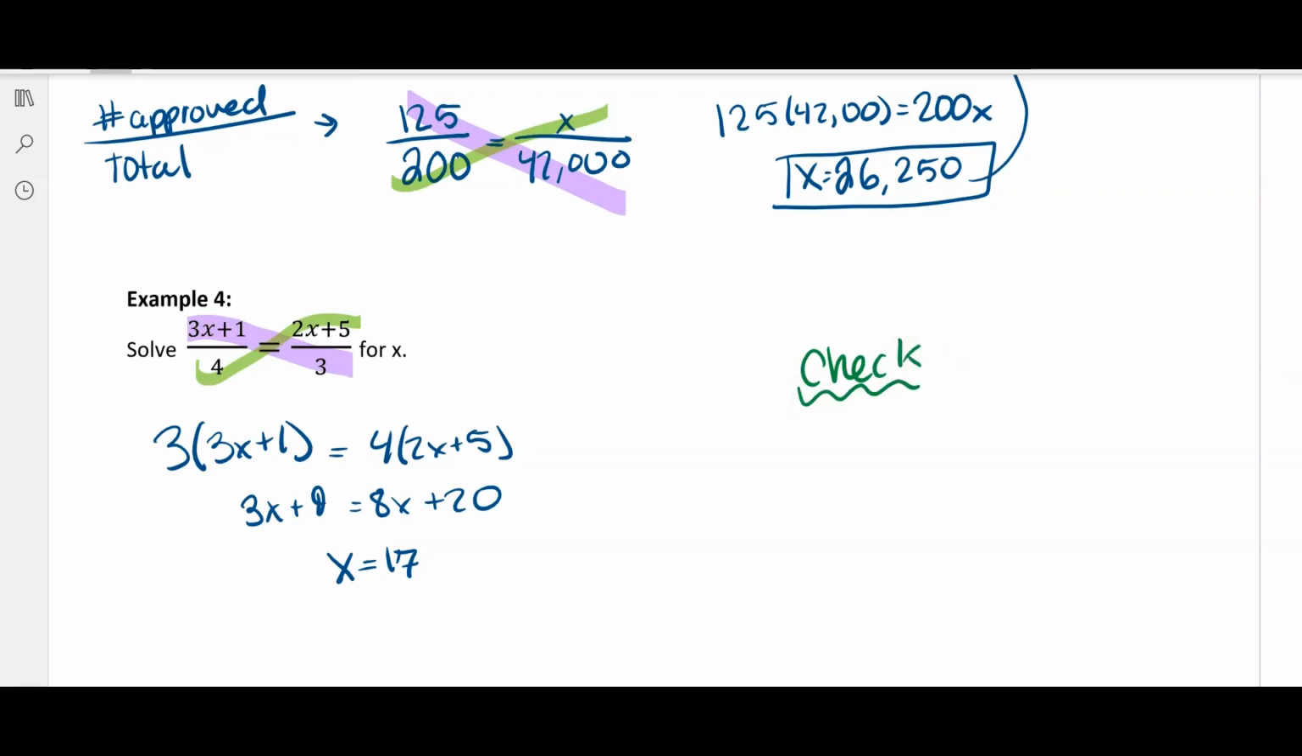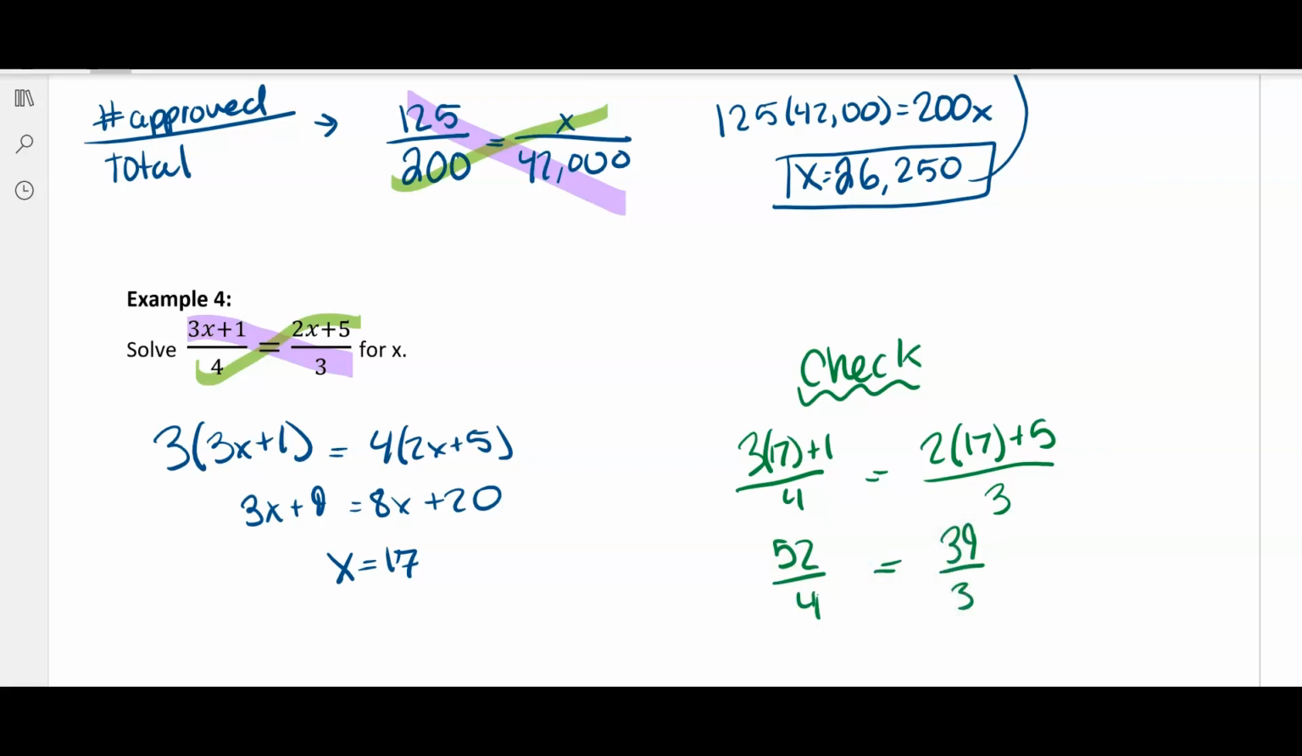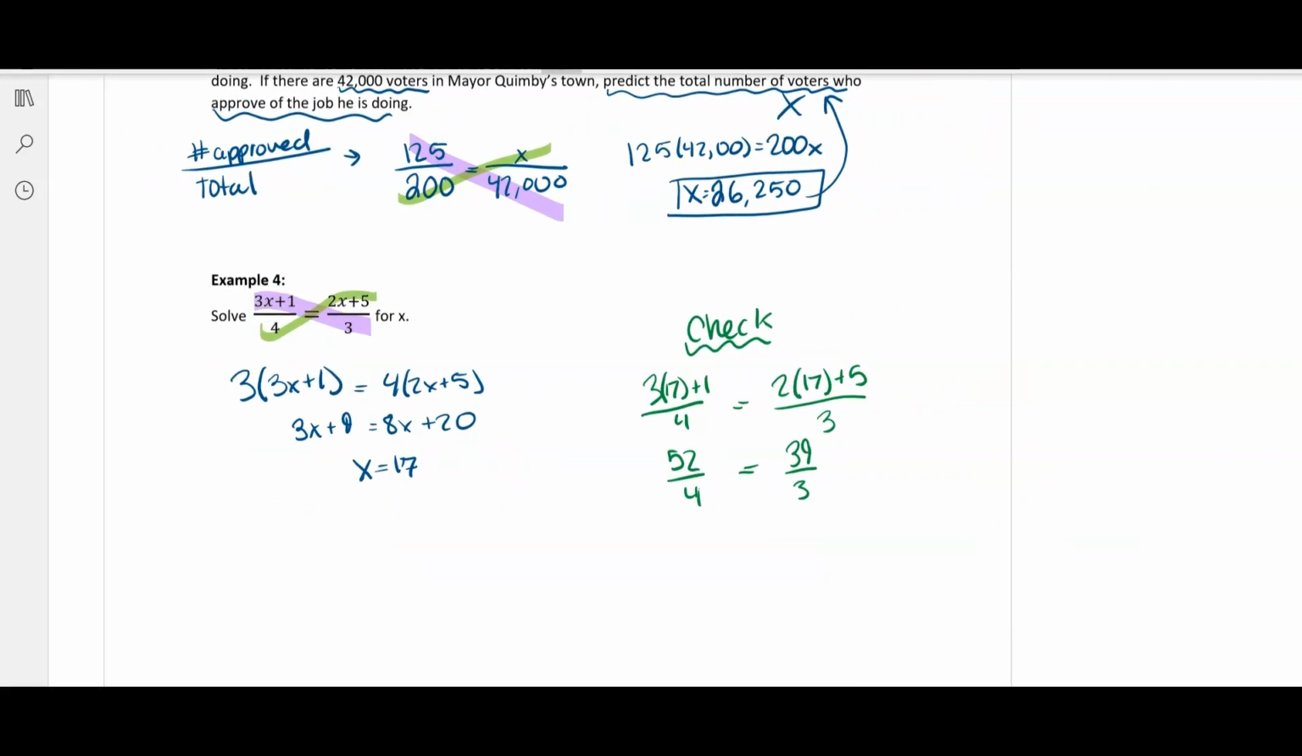So I'm going to check my work. We're going to have here 3 times 17 plus 1 divided by 4. Okay, we're going to have 2 times 17 plus 5 divided by 3. When we go ahead and simplify, that's going to be 52 over 4. Let's see if it's going to equal, to make sure we did this right, 39 over 3. And then both those reduce, and we get 13 equals 13. Beautiful. We know that it works. All right, let's go on to the next page.